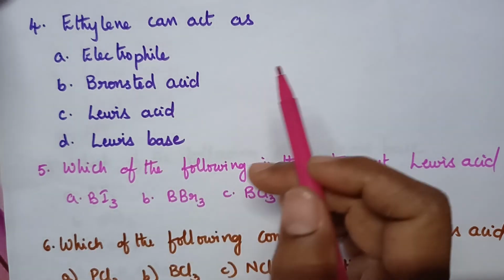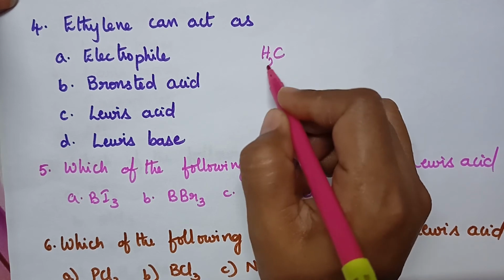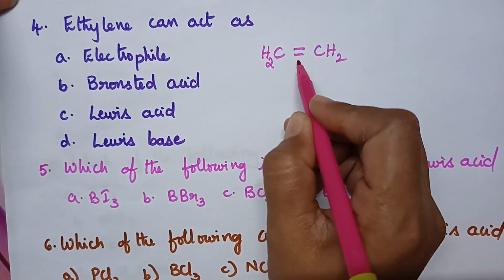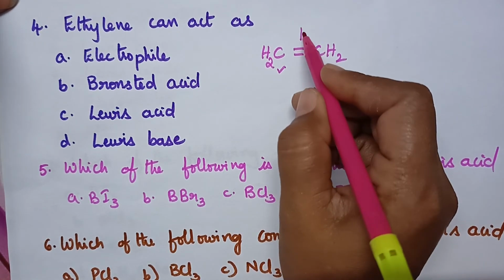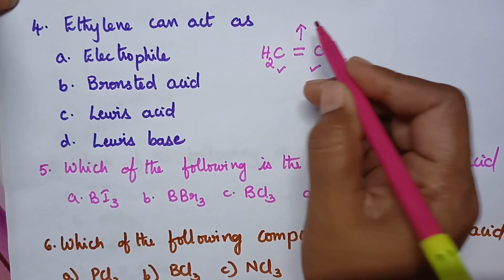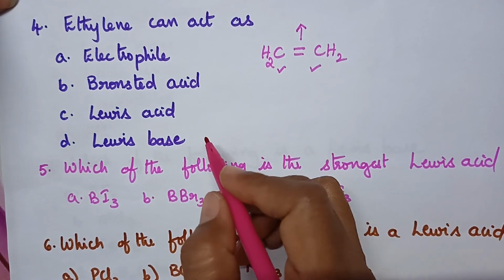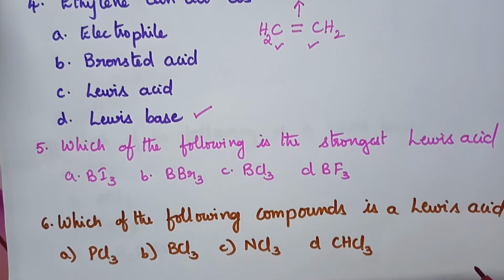Ethylene can act as... Here also we have to consider the structural formula of ethylene. A double bond is present between the two carbon atoms. Then what happens? It can act as an electron rich species. An electron rich species can be called a Lewis base. So ethylene can act as a Lewis base.